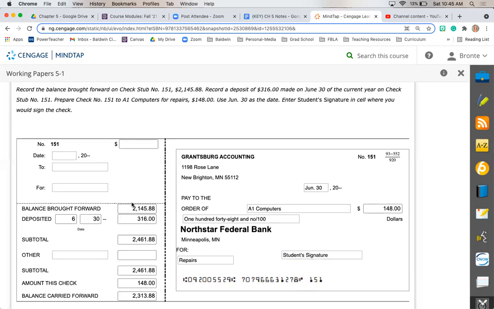All right, we're not quite done. We got to go back over to our check stub over here and record what this check was written for. So $148. It is June 30th. It was to A1 Computers, and it was for repairs.